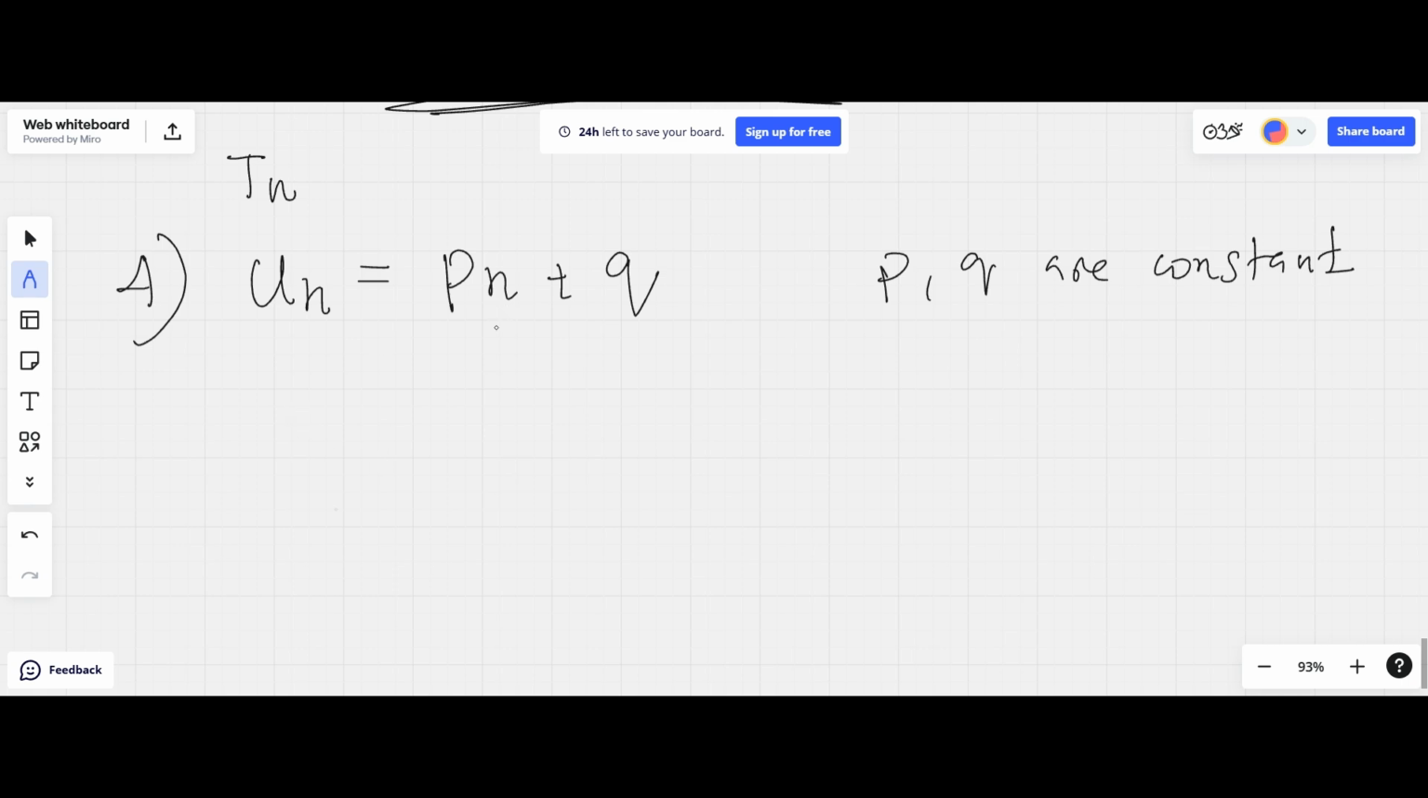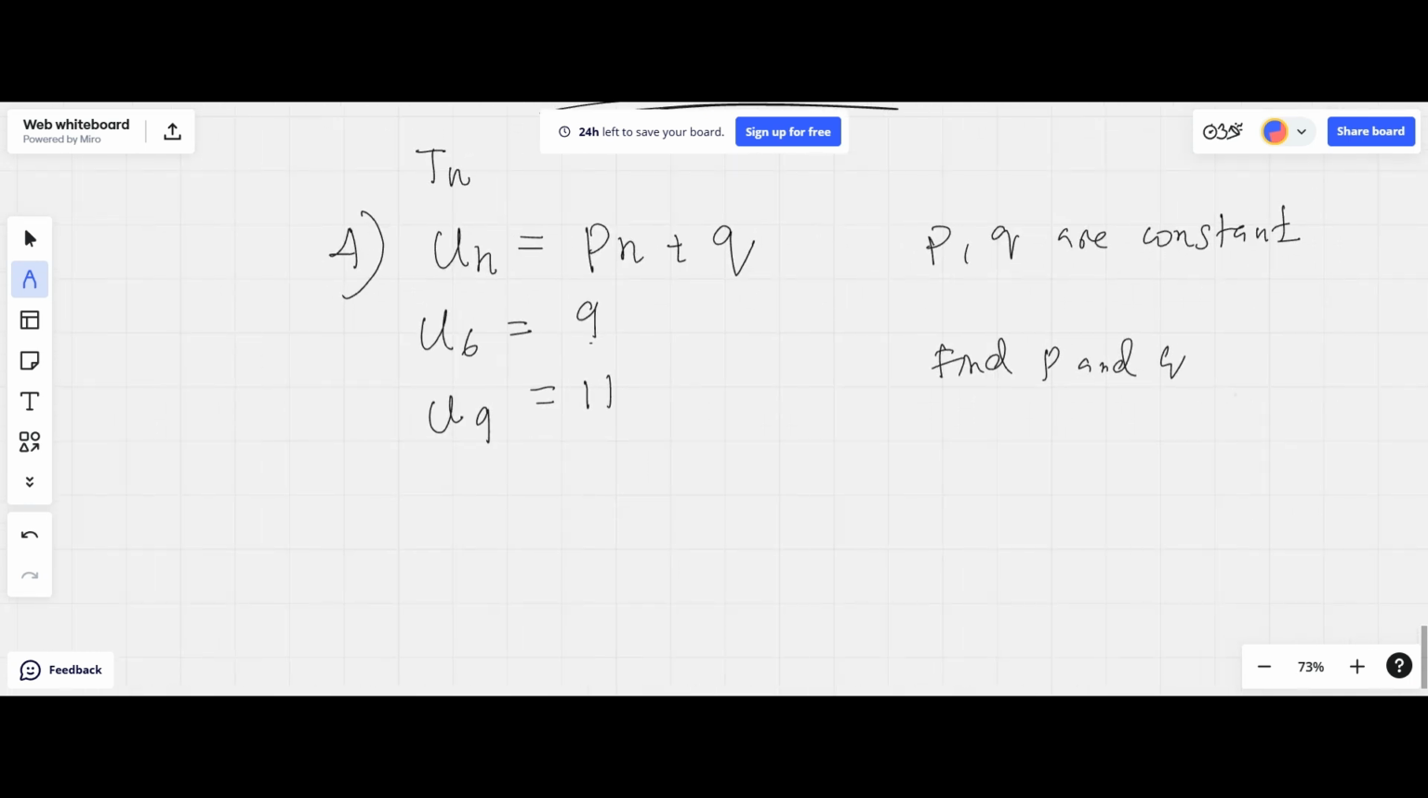They have given this, and they have also given u6 is equal to 9. It means the sixth term in the sequence is 9. And u9 is equal to 11, which means the ninth term in the sequence is 11. Now what is the question? The question is to find p and q. How to do this?